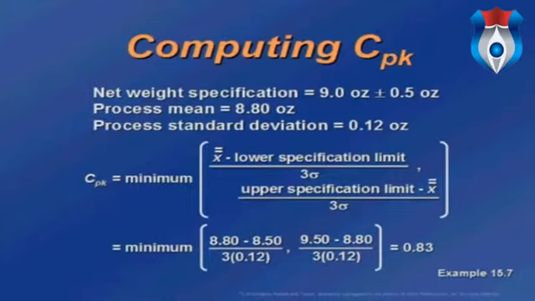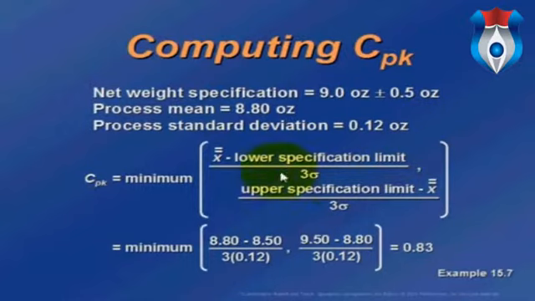In this case, we have a net weight specification on our product that's 9 ounces plus or minus a half ounce. We have historically found that the process mean, or the average, is 8.8 ounces, and the standard deviation is 12 hundredths of an ounce, 0.12.